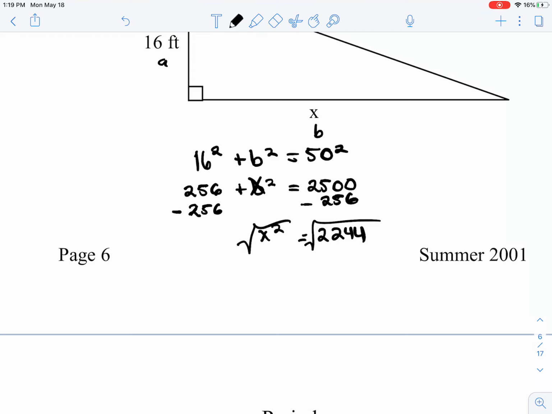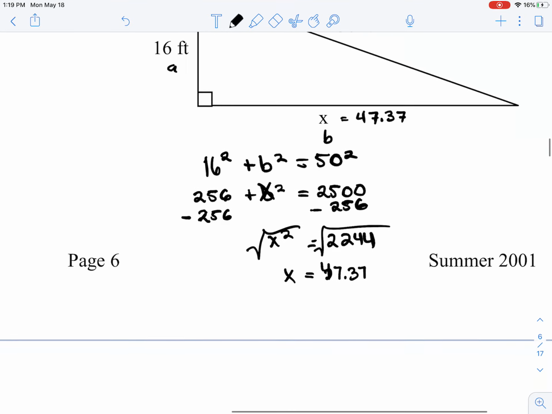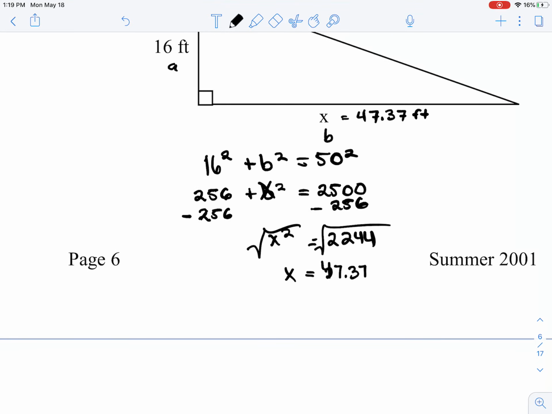That doesn't look like it's a perfect square, so we're probably going to get a decimal. And that's okay. Or welcoming it for this particular review exercise. Extra credit opportunity. So when you take the square root of both sides, you get that x is 47.37. Excuse all my ums. I haven't talked to students in a long time. So 47.37 what? Feet. Great.